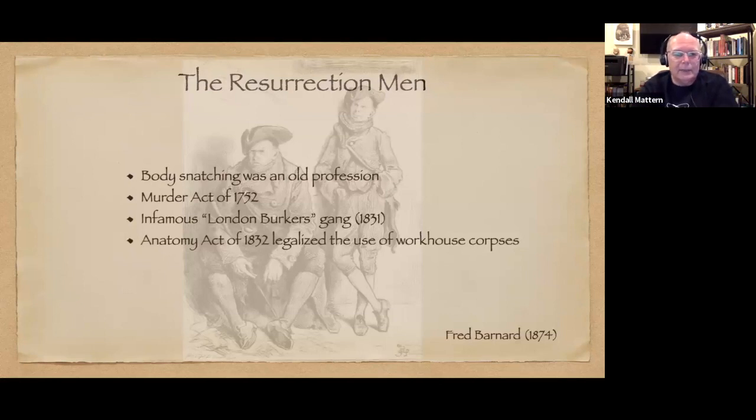And the Anatomy Act of 1832 legalized the use of workhouse corpses. So if you died in a workhouse, you could be sent off to a medical school. By now, medical schools were permitted to dissect legally, and there still were not enough bodies available for all these schools and artists, and so resurrectionists were still making plenty of money throughout the 1830s into the 1840s.